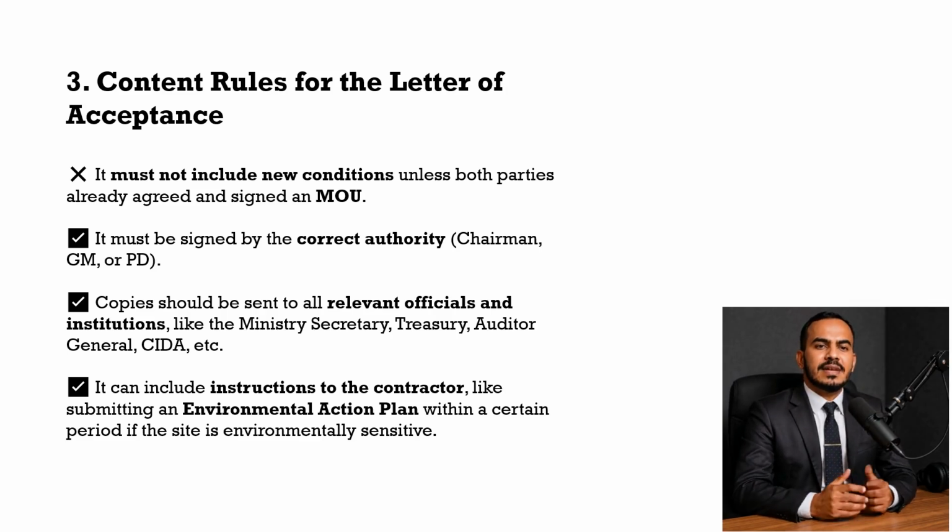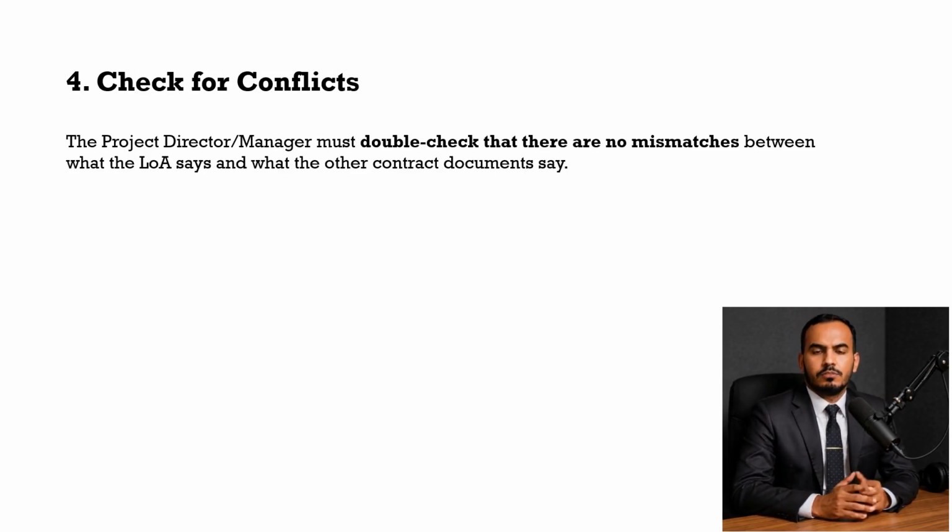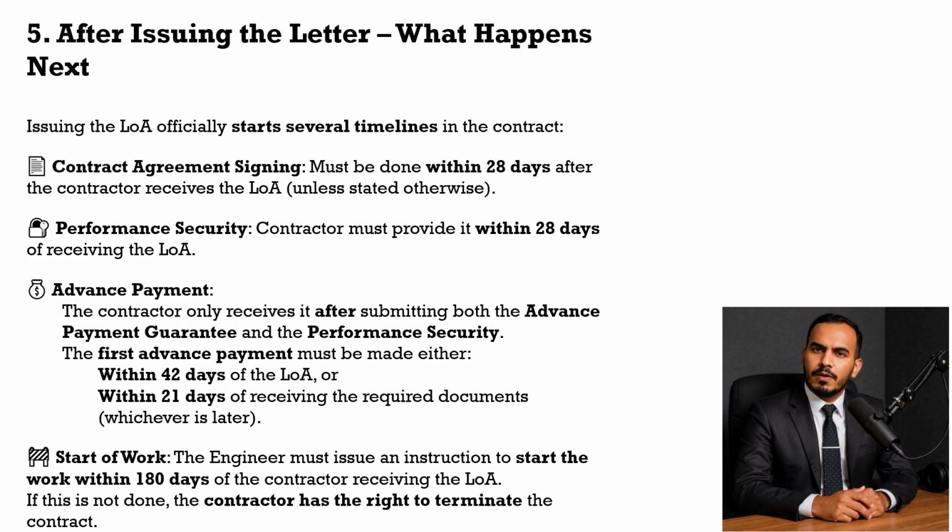And rule number 4, it can also include instructions to the contractor, such as submitting an environmental action plan within a given time period, if the project is environmentally sensitive. The Project Director or Manager must make sure that there are no conflicts between the LOA and the other contract documents. After the LOA is issued, the following things officially begin.